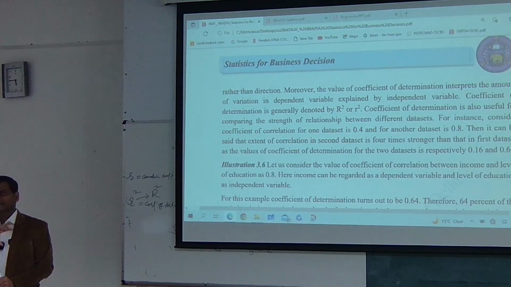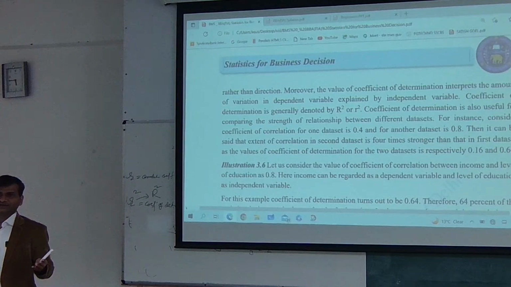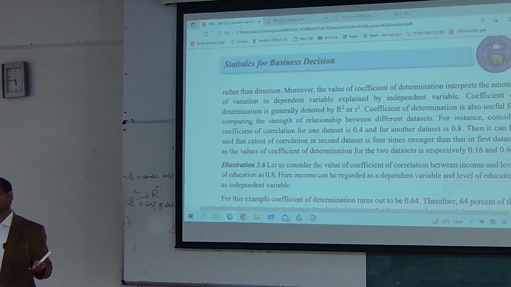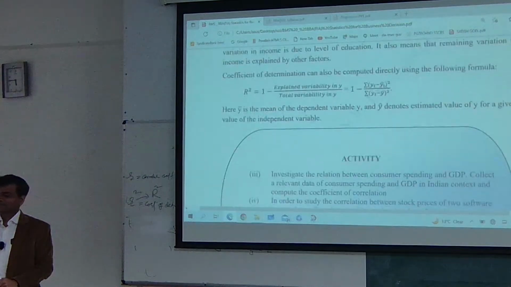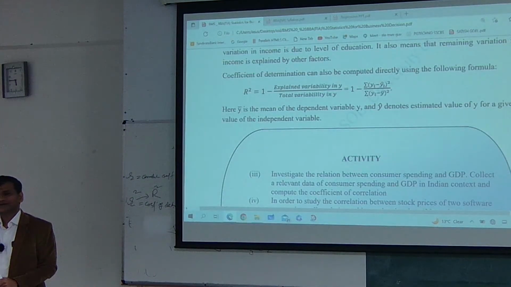Through this you can compare basically two sets of data, how much the relationship is, or you can say compare the two series. So this helps in that only. Further, this also explains the amount of variation in the dependent variable. So this is another interpretation of the coefficient of determination.